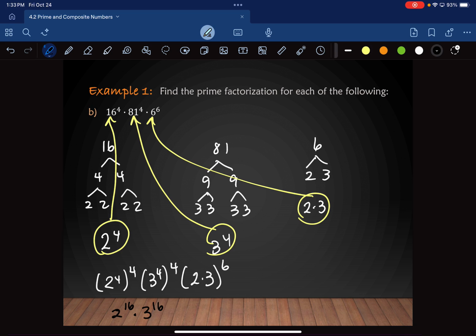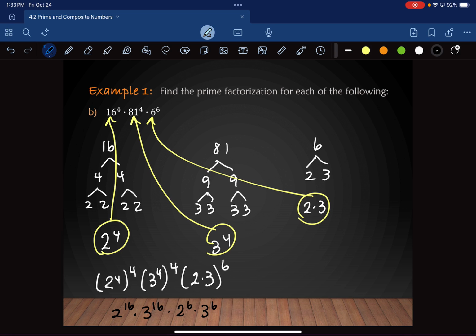What's the property for when I have 2 numbers multiplied raised to a power? They each get the power. You can distribute the power over multiplication, right? So this would then be 2 to the 6th and 3 to the 6th. Now, technically that's factored, but it's not simplified, right? Those are prime factors. It's all there, but I need to simplify because I have some matching bases. This 2 and this 2 match, and this 3 and this 3 match.